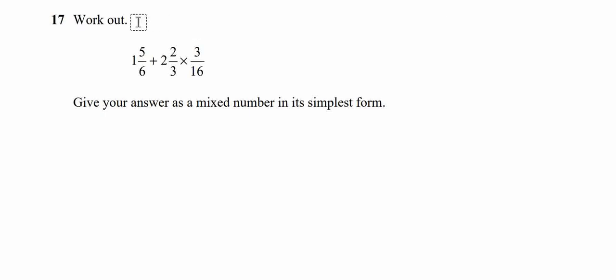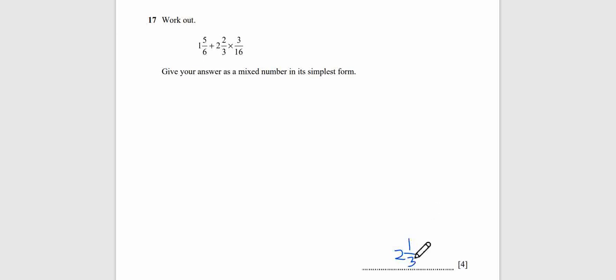We go to question 17, work out 1 and 5 over 6 plus 2 over 3 times 3 over 16. Give your answer as a mixed number in the simplest form. 10 seconds from now. 10, 9, 8, 7, 6, 5, 4, 3, 2, 1. So let's open up the answer. Well, the answer is 2, 1 over 3. Let's see how it works.